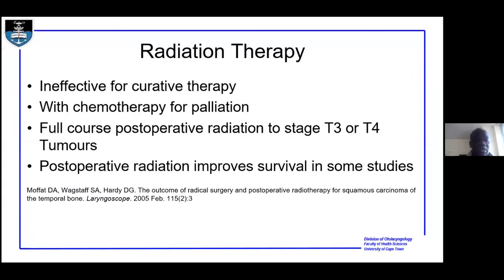So radiation therapy is ineffective for curative therapy according to the literature. Though literature is mixed on this, I was looking at some papers with case reports that say they've managed to cure the patient with radiation therapy. So there's no real agreement, but most of the literature says it's ineffective for curative therapy. It can be used with chemotherapy for palliation. However, the full course of post-operative radiation is indicated for stage T3 or T4 tumors. And it's been found that post-operative radiation actually improves survival in some studies.